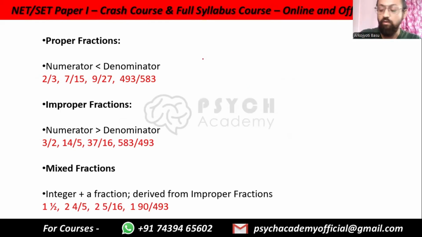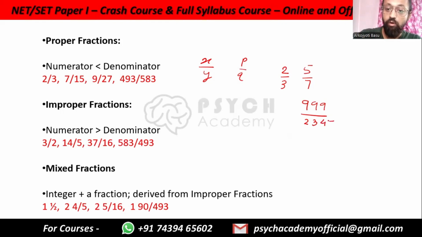A fraction is always written in this kind of a form, x by y or p by q, anywhere that you want to see it. The number on top of the dashed line is called the numerator. The one below is called the denominator. Now the numerator is typically always smaller than the denominator, and in that case it is called a proper fraction. Example, 2 by 3, 5 by 7, we can have 999 by 2, 3, 4, 5. All of these are examples of proper fractions.